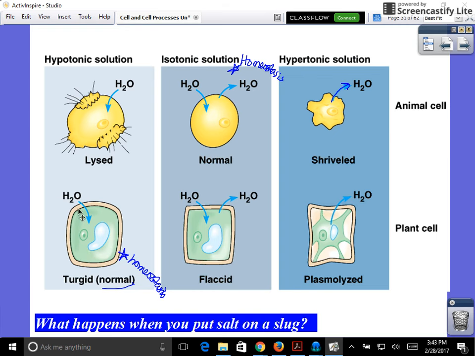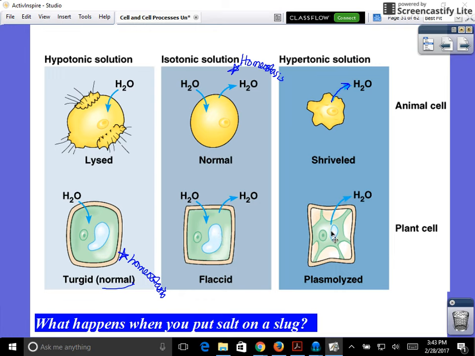Now, homeostasis for a plant is this turgid, or overwatered, type of condition where saturating it with water causes the vacuole to be full and press against the cell wall. And that's the environment that a plant prefers for homeostasis. If some of the plant is in an isotonic solution where it's kind of balanced, we call that flaccid, and water is just sort of moving in and out equally.